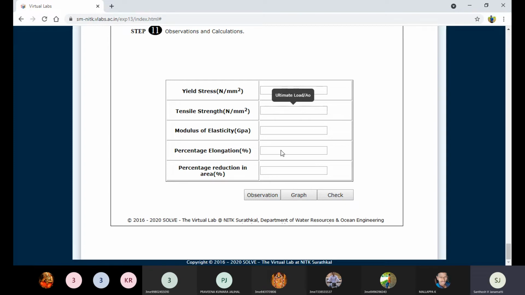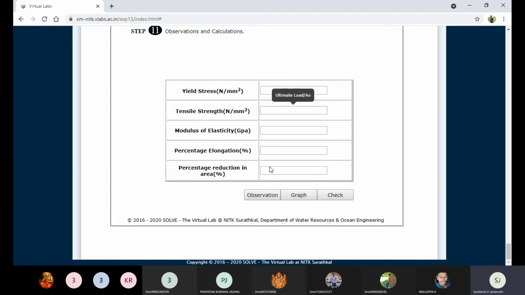After conducting the experiment, we know the dimensions will change, because deformation takes place in the material. Maybe it is 250 or 300. Assume it is 300: 300 minus 200 divided by 200 into 100. This is what we call the percentage of elongation. Final length minus initial length divided by initial length into 100. That is the formula for the percentage of elongation.